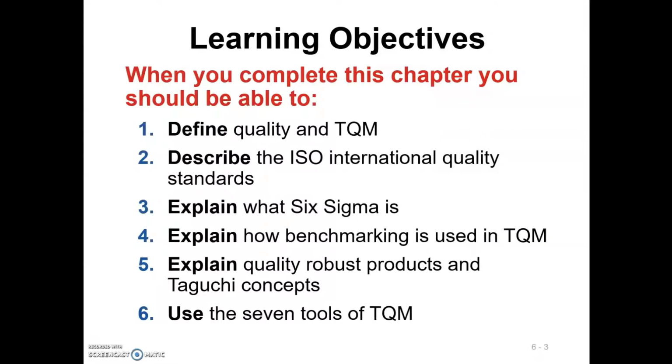So there are 6 learning objectives here. First, we're going to define quality and TQM, describing ISO International Quality Standards, Six Sigma, benchmarking in TQM, quality robust products and Taguchi concepts, and finish off the chapter with 7 tools of TQM.